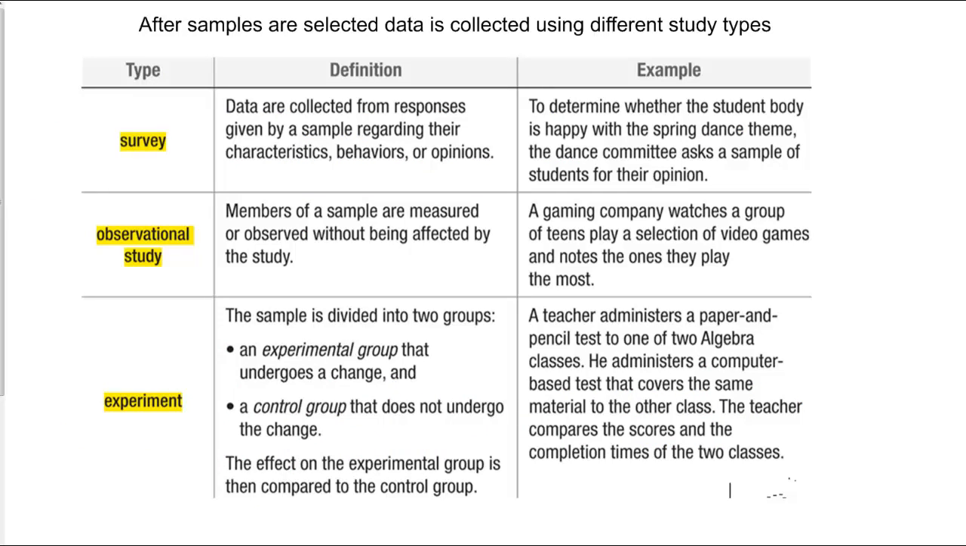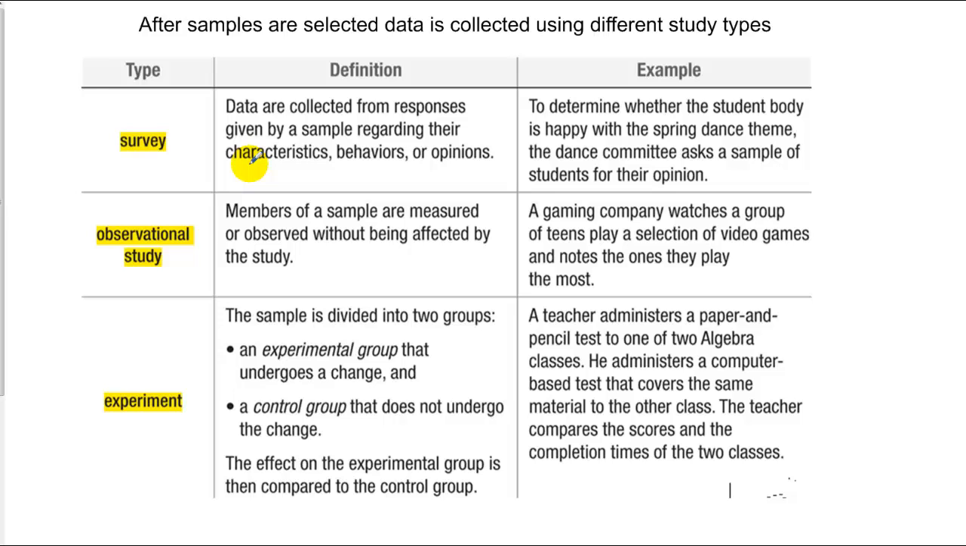So now, after the samples are selected, then we're going to collect the data, and there's a lot of ways to collect data. 3 that we're going to talk about today. One is a survey, okay, where the data is collected by responses given to a specific person. You often get people out there surveying you.